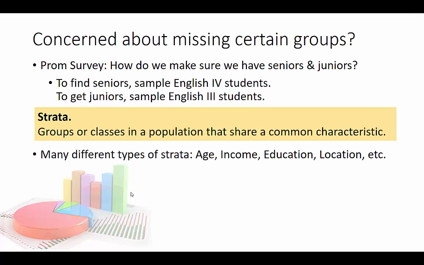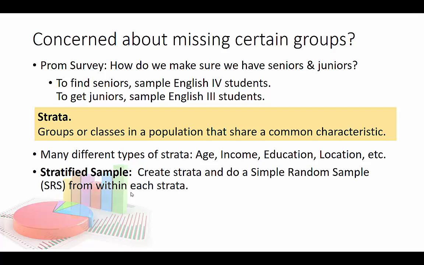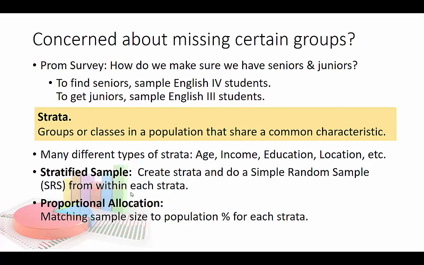There are many different types of strata. You can stratify based on age, income, education, location. And we call this a stratified sample when you create strata and then do your random sample within each of the strata. A lot of times you're going to want to do a proportional allocation, which is where you're matching the sample size to the population percent for each strata.